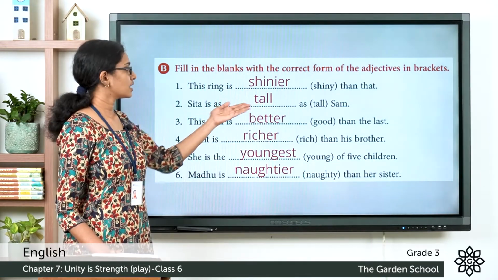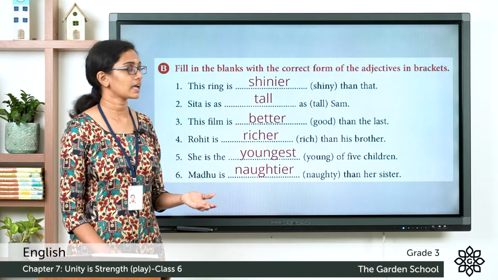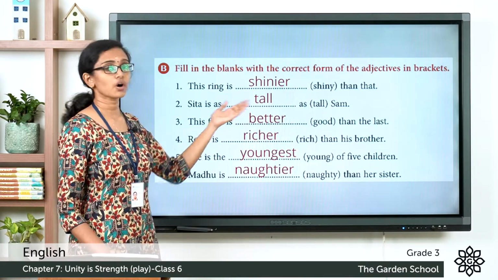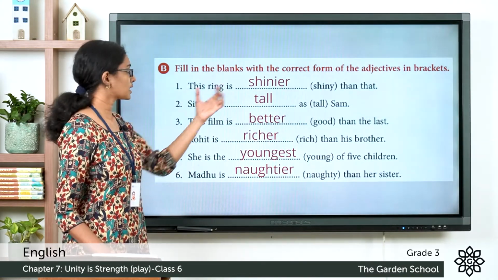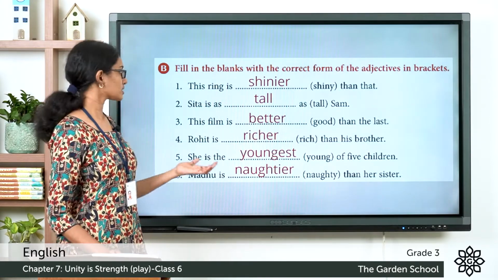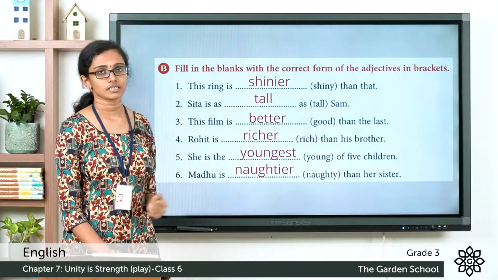Now the second one, Sita is as tall as Sam. Here as dash as is used and hence we have to use the adjective tall as it is, even though we are comparing two people. So it is Sita is as tall as Sam.